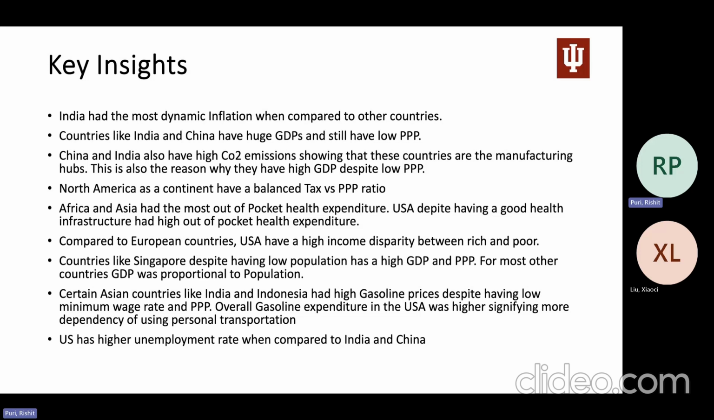For most of the countries, GDP was proportional to the population. And lastly, certain Asian countries like India and Indonesia had high gasoline prices despite having low minimum wage rate and PPP. Overall, gasoline expenditure in the US was higher, signifying that in the US, the dependency on personal transportation is higher compared to the personal transportation in countries like Indonesia, suggesting that in Asian countries, people prefer to use public transport a bit more than personal transport.